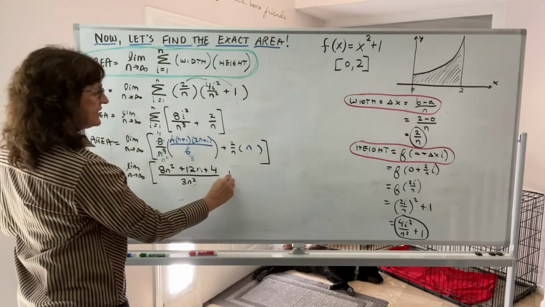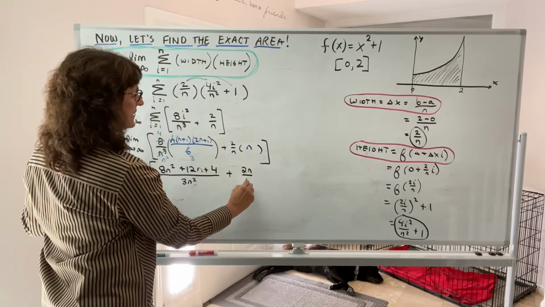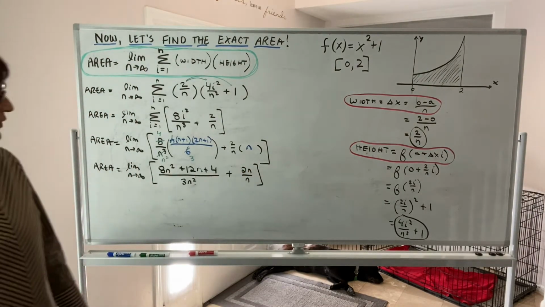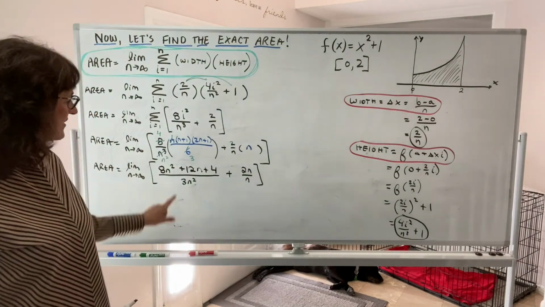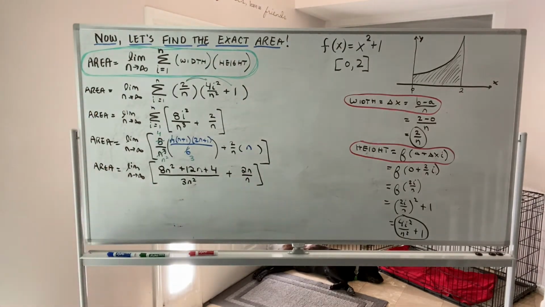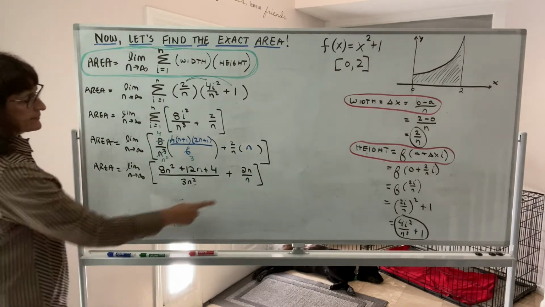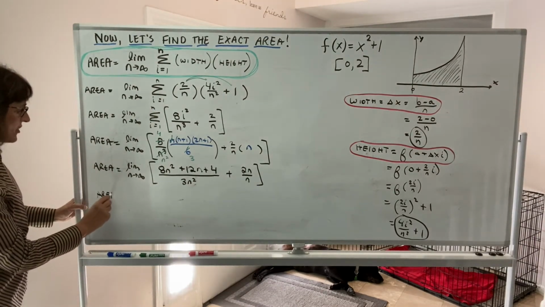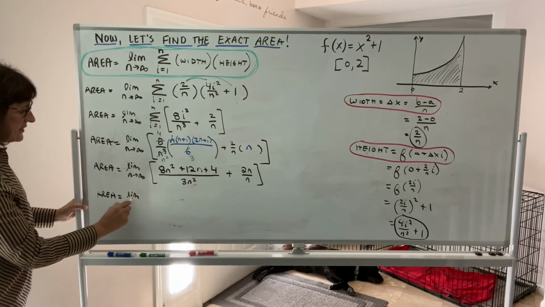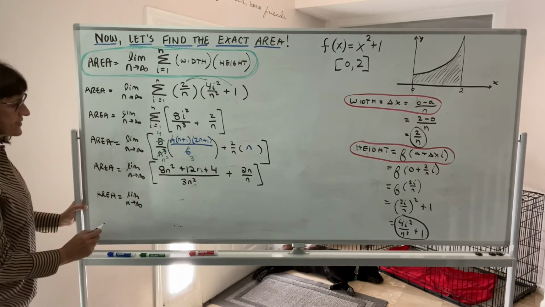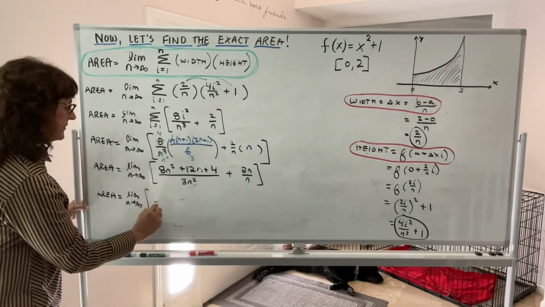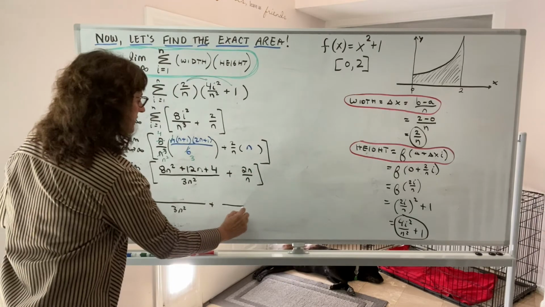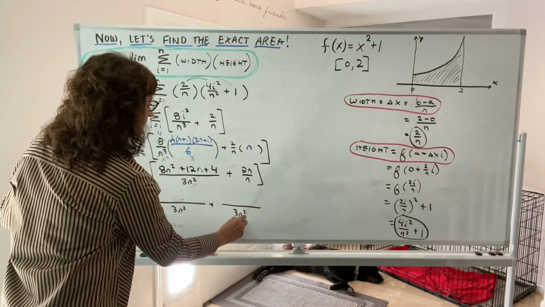And then over here, I have 2n over n, because I left it unsimplified. I know you can cancel those n's out, but I'm going to get a common denominator, so I might as well leave that there as a placeholder. So let's take the area. It's the limit as n goes to infinity. All right, let's get a common denominator. It's going to be 3n squared.